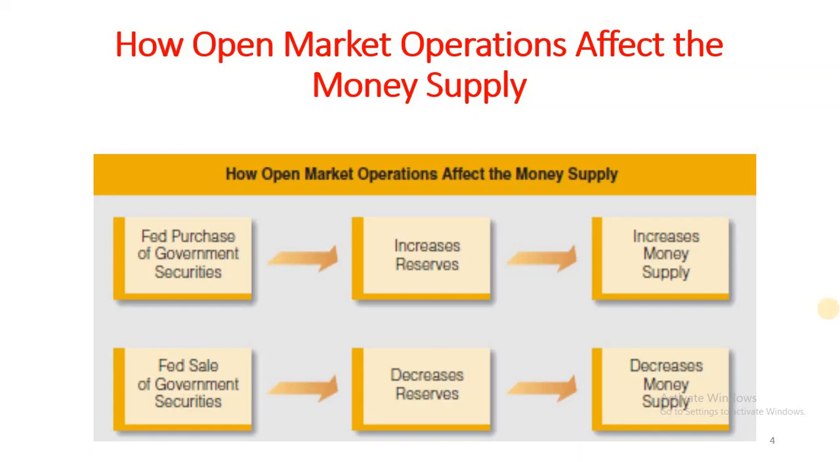Let's look at how open market operations affect the money supply when central bank purchase government securities. It increases reserves of the financial institutions, and in turn it increases money supply in the economy. Similarly, when government sells government securities, it decreases reserves of the financial institutions, and in turn it decreases money supply in the economy.